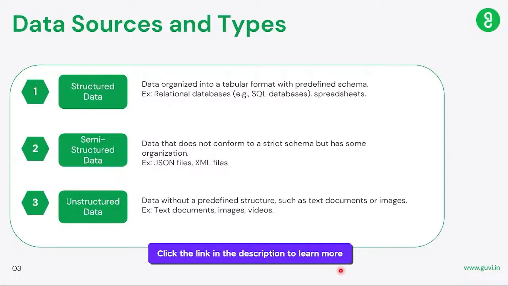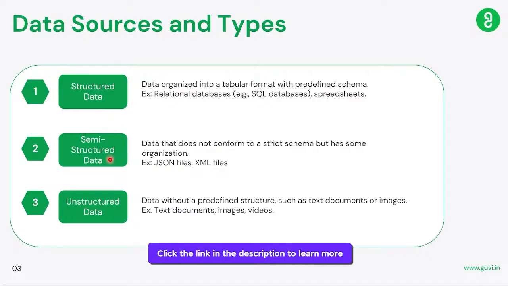So structured data is typically found in relational databases and spreadsheets. Each data element is organized into rows and columns, making it easy to query and analyze. Let's take some examples. In relational databases, an example is your SQL database, and spreadsheets. What's in a CRM database? Customer information in a CRM database, transaction records in your financial system, employee details in an HR database are some examples of structured data.